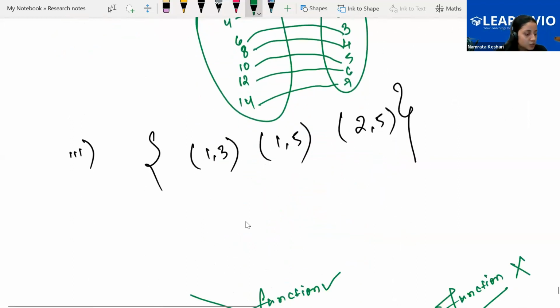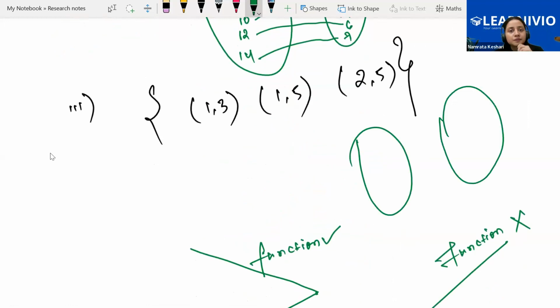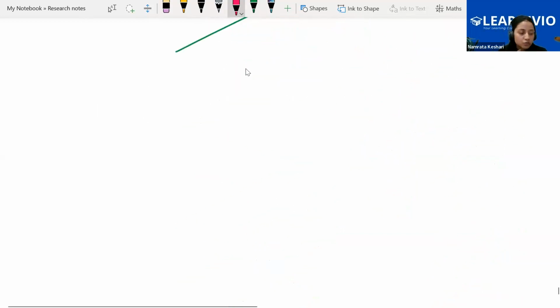Next one, is it a function? Not a function. Here we are having 1, here 2, here 3, here 5. 1 is going to 3, and 1 is also going to 5. So one input is generating 2 outputs. It's not a function. We don't have to check.